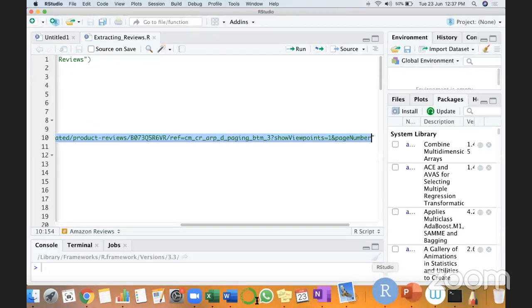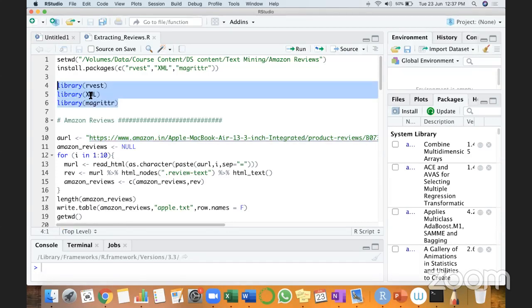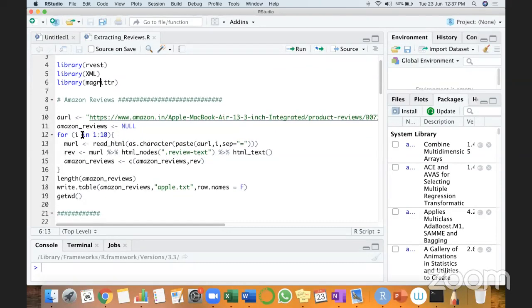Right. Now let me explain the code here. For that, we need these three libraries: rvest, XML to understand the XML page structure of Amazon, and magrittr. So these three libraries we need. So this is the website, and for i in 1 to 10, this for loop basically iterates over all the pages. i equal to 1 means the first page, i equal to 2 means the second page. Like that we need 10 pages of information.